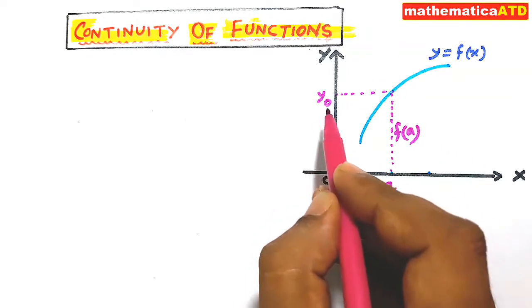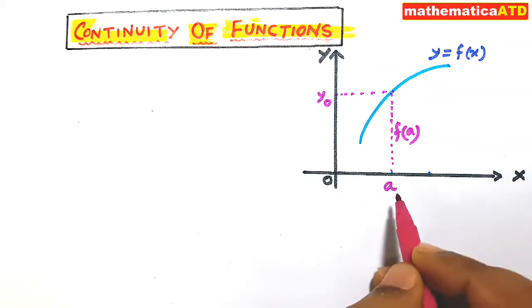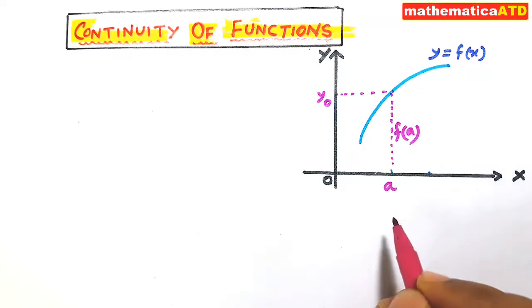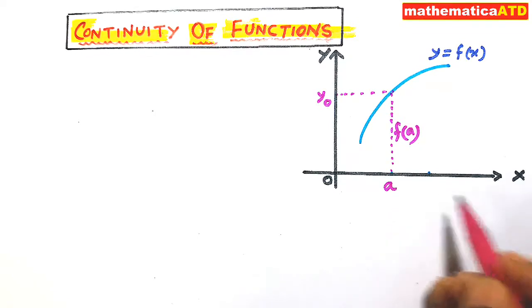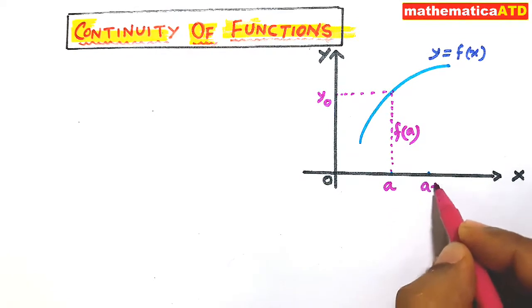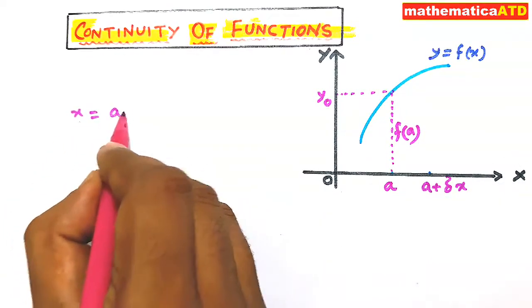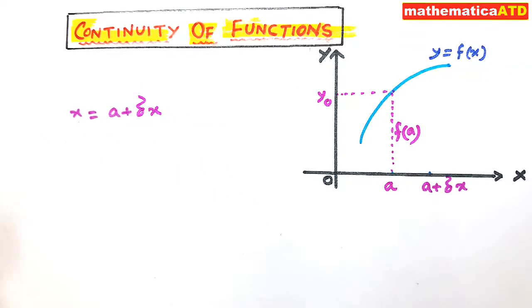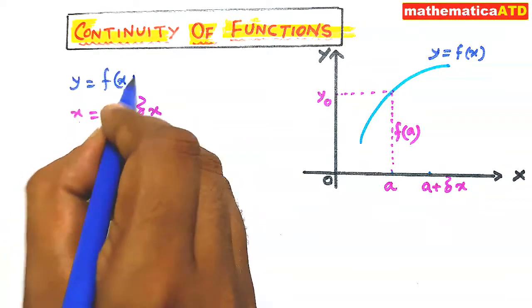So friends, if some positive or negative increment, it is immaterial which kind of increment is imposed on x, say delta x is given to x, and it assumes that x is equal to a plus delta x. x is equal to a plus delta x, and our curve is y is equal to f(x).